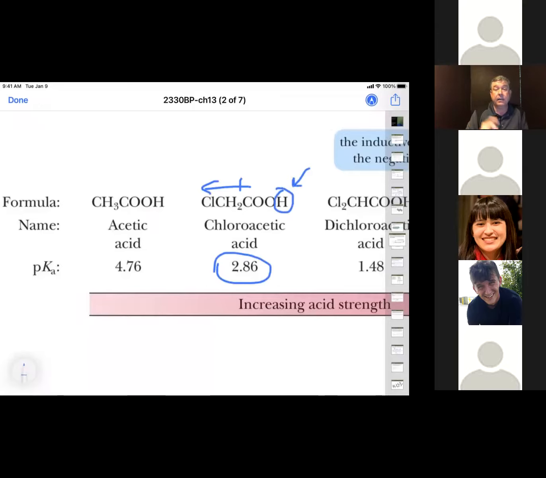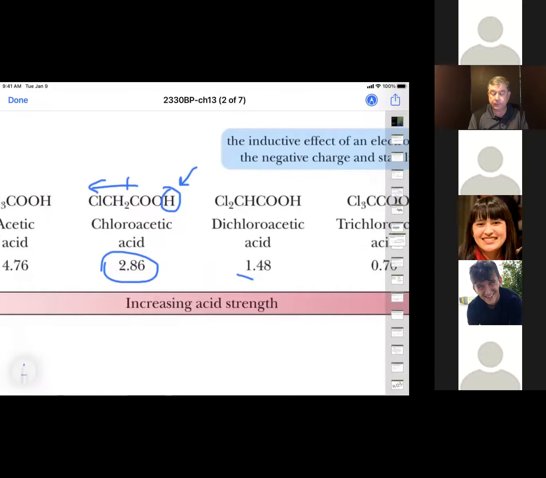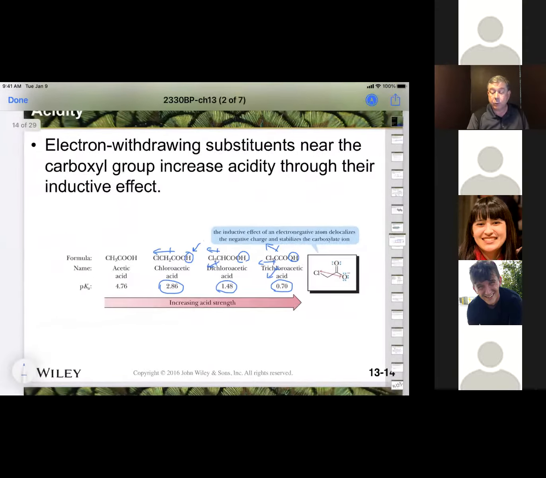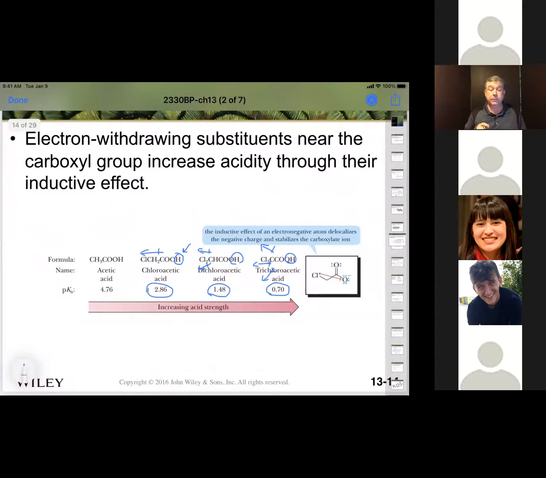By adding a second electron withdrawing group, we see that drop again. It doesn't drop as dramatically because we can only pull so much electron density from it, one from the one chlorine and one from the second chlorine, making this even more acidic. And by the time we add our last one, we're almost a strong acid. We're almost to 0. We're pulling so much electron density out of the system that this hydrogen just wants to pop off like a strong acid. Okay. And that's that inductive effect of carboxylic acids increasing their strength with electron withdrawing groups. So it goes to say that if you have electron donating groups, it's going to increase the pKa.